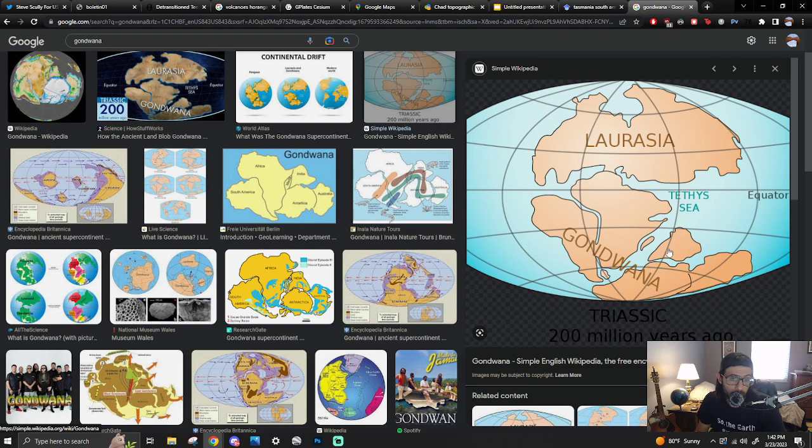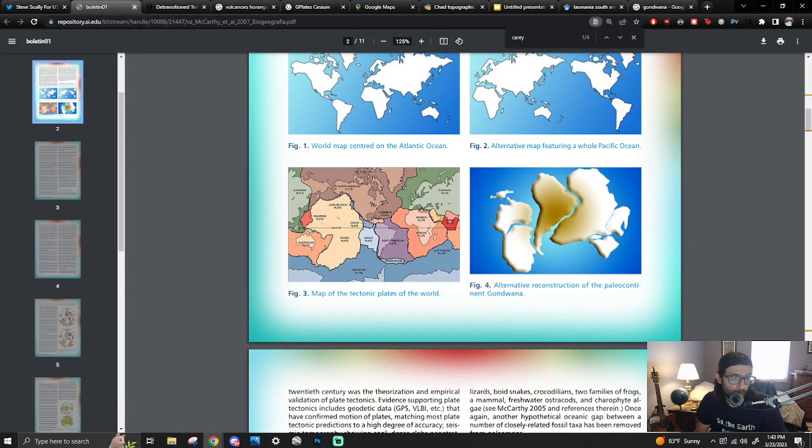Gondwana puts them over here. So they're not over here, they're over here in our current interpretation of Gondwana. According to our current interpretation, Australia and Antarctica are not adjacent to South America over here, because there's evidence that they were connected here. And I agree, there's evidence they were connected there.